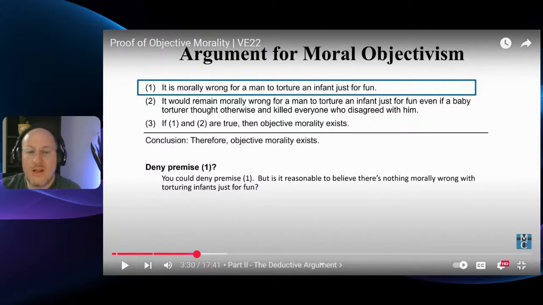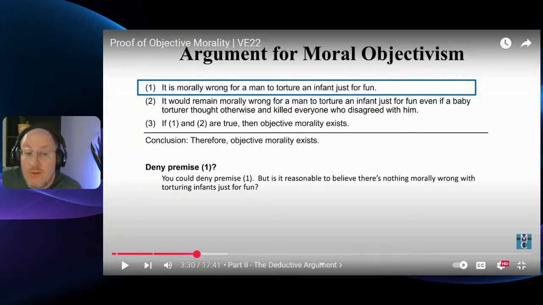So, let's give my analysis. It is morally wrong for a man to torture an infant just for fun. Okay, so I interpret that as: the me in this world, I disapprove of people torturing infants just for fun. I would continue to disapprove of people torturing infants just for fun, even if a baby torturer thought otherwise and killed everyone who disagreed with him.